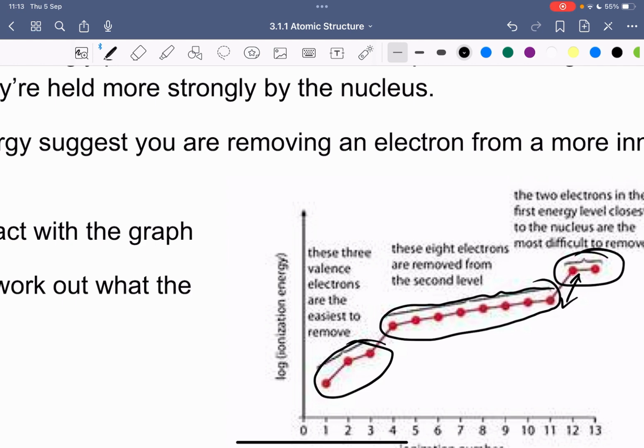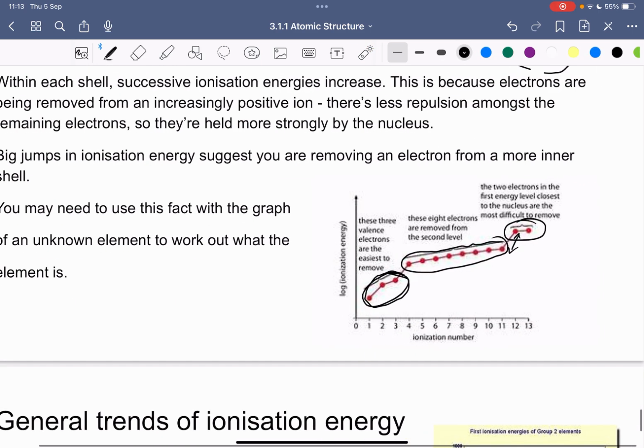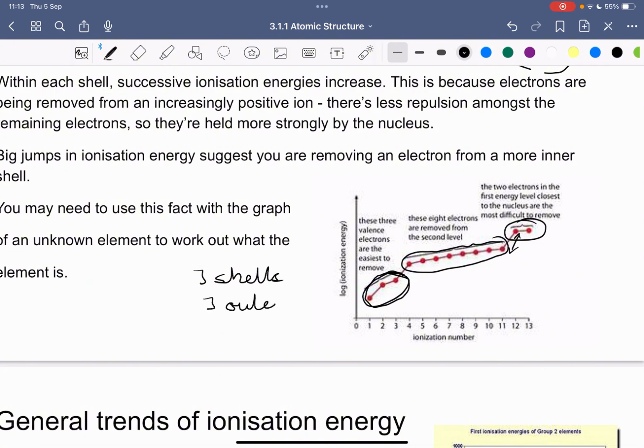Since this is the outermost shell, we can look at how many electrons there are. There's 1, 2, 3 electrons in the outer shell. So we're looking at something with 3 shells and 3 outer electrons, which means it's in group 3. If you look at the periodic table, group 3, period 3, that means it's aluminium.